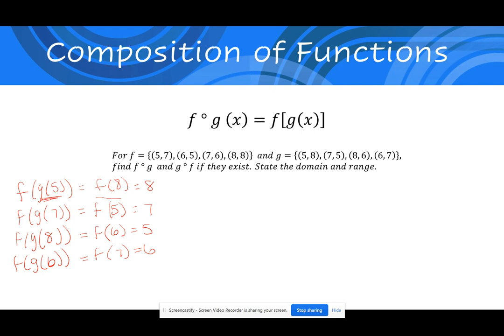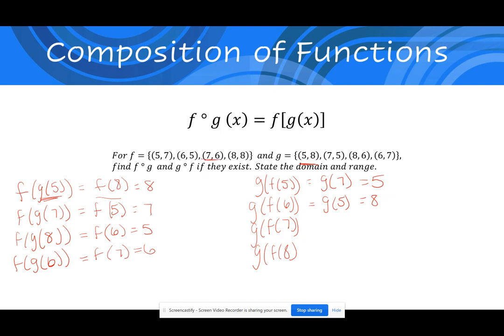So now we're going to go backwards and see if the other way exists. So g of f of 5, so we're going to plug in now 5, 6, 7, 8. G of f of 6, g of f of 7, g of f of 8. So again, f of 5 gives you 7. So now we want to find g of 7, which is 5. F of 6 gives us 5. So we want to find g of 5, which gives us 8.